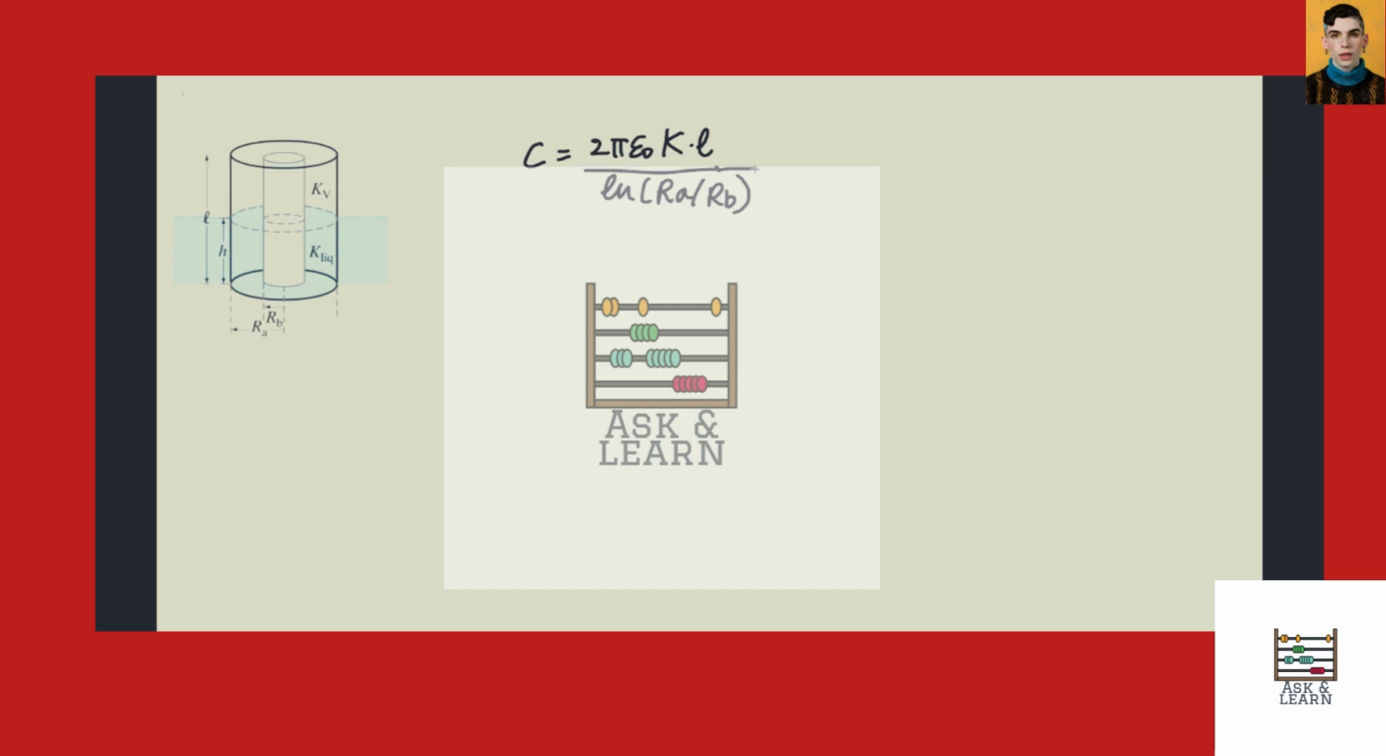One is liquid and one is vapor. So we can think of it as C equivalent equals the liquid one plus the vapor one.